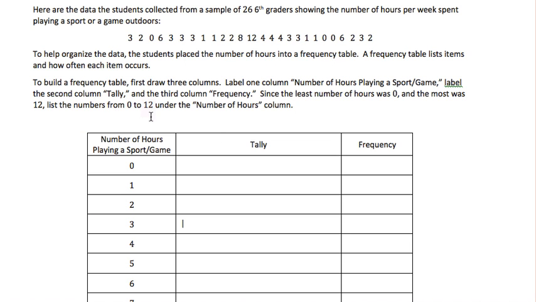To build a frequency table, you first draw 3 columns. The first column will be the data that you're collecting. In this case, it's the number of hours playing a sport or a game. And then the second column is a tally column. We're just going to put tally marks here. And the third column will be a frequency column. And this frequency column will be where we count up the tallies and put the actual number from the tally marks. So our tally was started at 3. That's the first number in our data set. And we'll just keep on adding to the data.